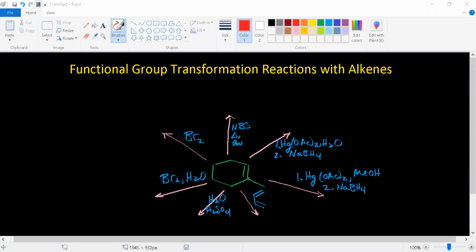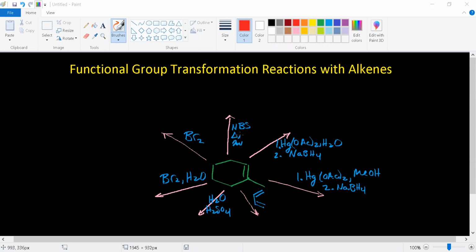In this video, I had some more functional group transformation reactions that we're going to be working with alkenes. So I made another video, but this just has a few more things that we could do, just a couple more useful things that are nice to keep in mind during synthesis. But anyways, let's start out on the very first one with the arrow pointing up with NBS.